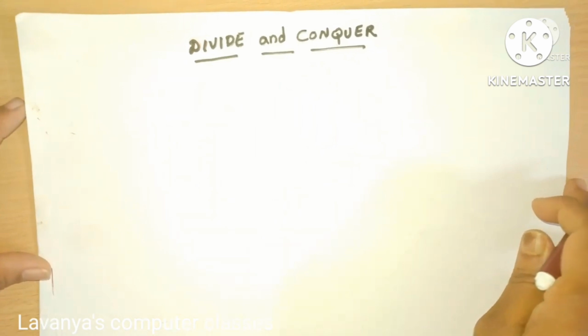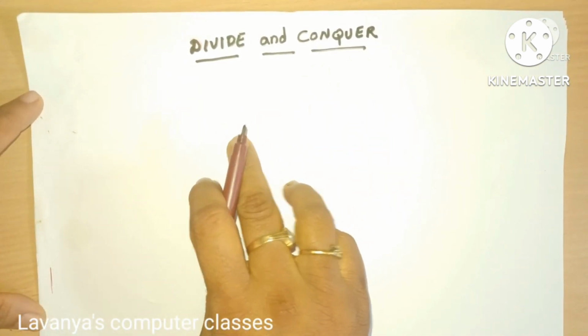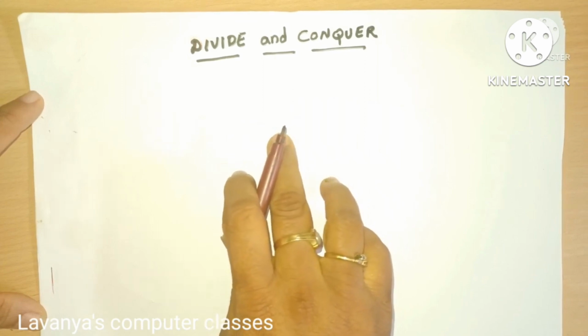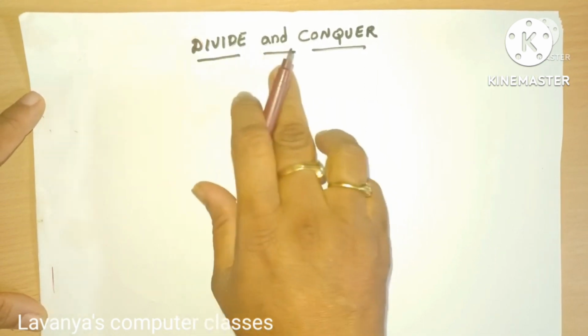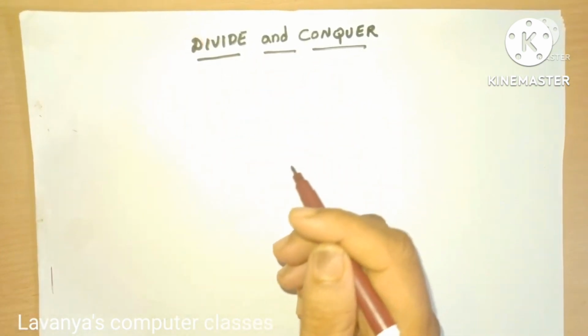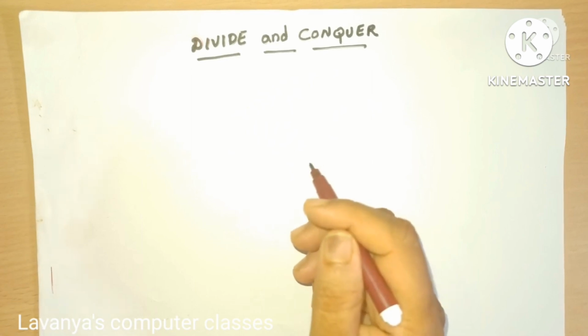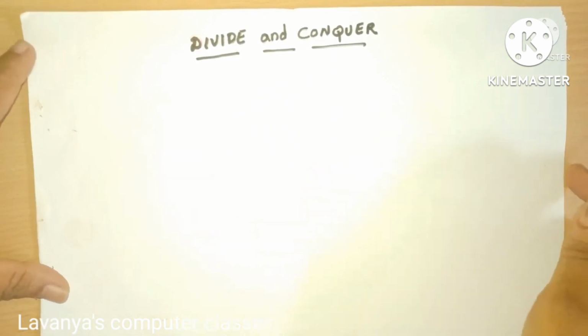Explain divide and conquer method. In the previous videos I already explained analysis of algorithms: what is an algorithm, how to write an algorithm, and how to analyze an algorithm. Now I go to the divide and conquer method. For any problem, first we write the algorithm for the solution of the problem. For solving a problem, we write an algorithm.